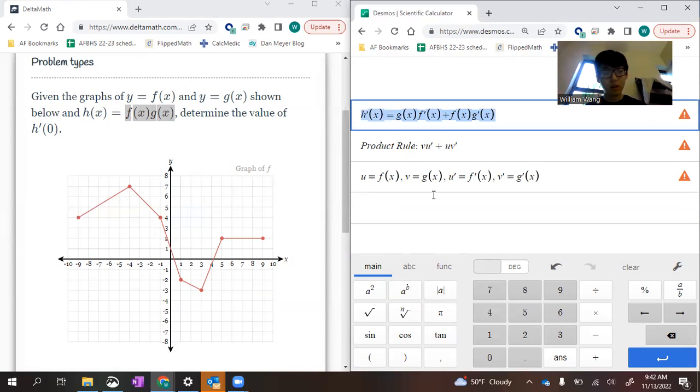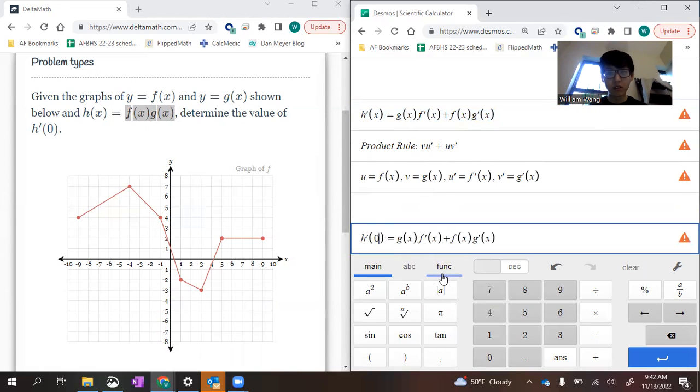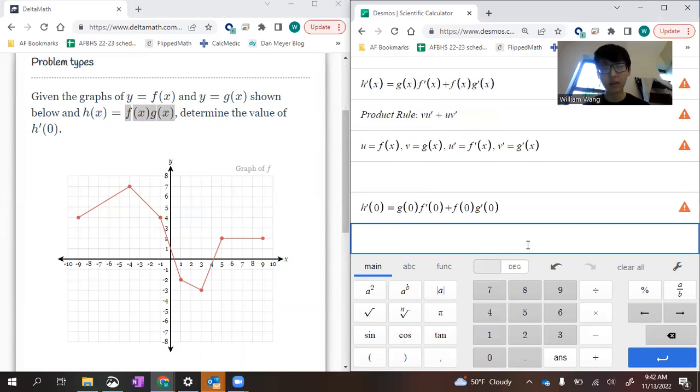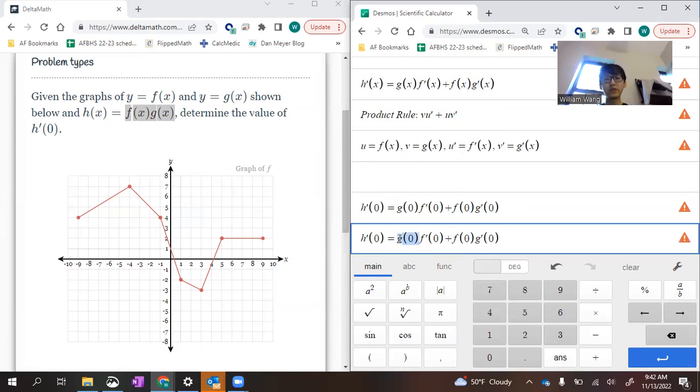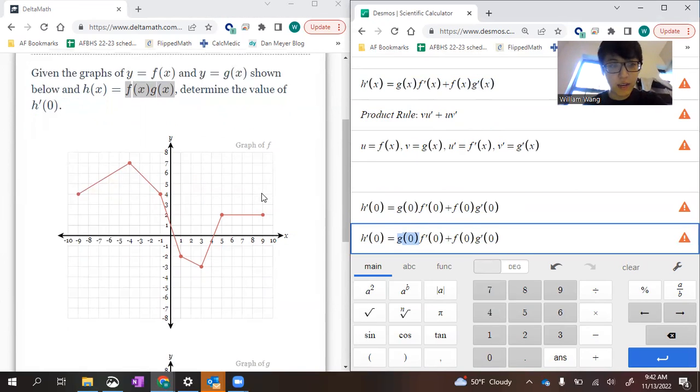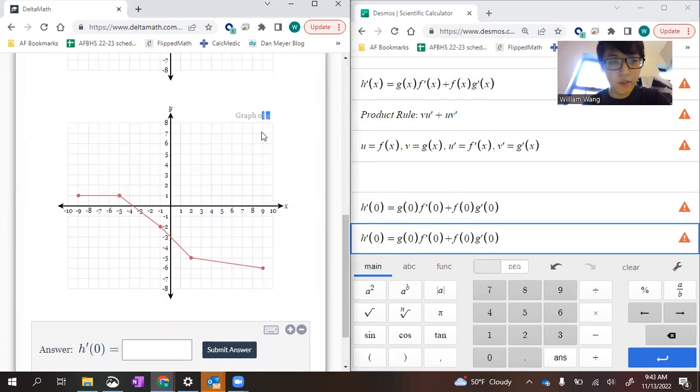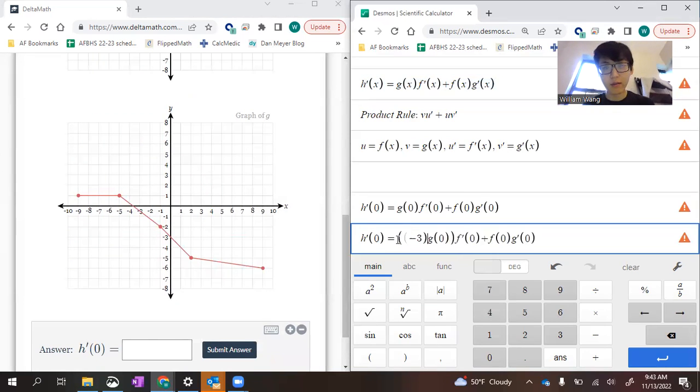Now determine h prime of 0. So I'm going to plug in 0 for all of these, because I'm plugging in 0 for x, right? Well, let's solve for that. So first, g of 0. What is g of 0? Well, that's pretty easy to find because they gave me my graph. I'm going to go to the graph of g. I go to 0, and I see it's -3. So g of 0 is really -3. Oh, whoops. I'm supposed to erase g of 0 and replace it with -3.